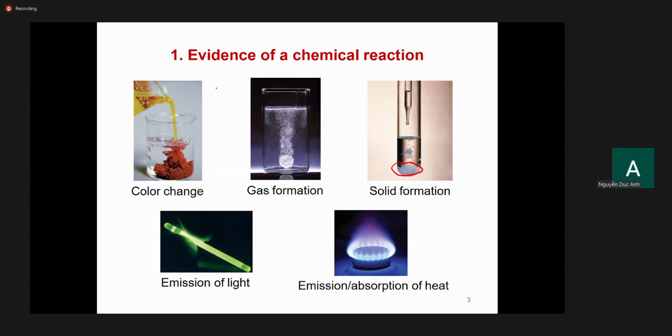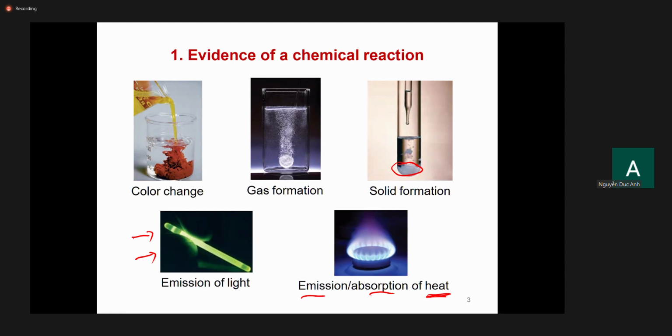Okay, another is the emission of light. The emission of light shows that you generated a new molecule that can absorb and emit light, to generate the luminescence phenomenon. And the last one is the emission and absorption of heat. This one you will study quite carefully next semester in general chemistry too. You know this one very clearly because you use it at home every day to cook food.